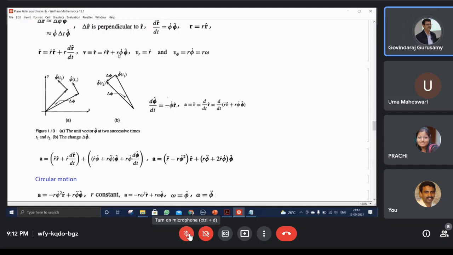Now you can see that this can be taken a derivative. R dot pi dot pi cap is retained. Next is R pi double dot pi cap is retained. Then you have a R pi dot d pi cap by dt. Is that clear?